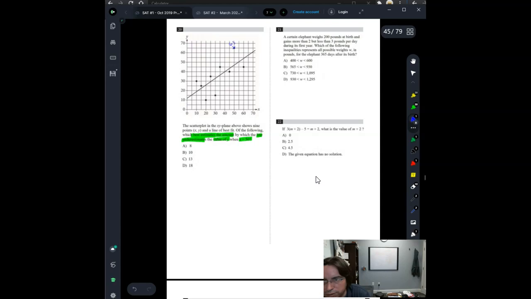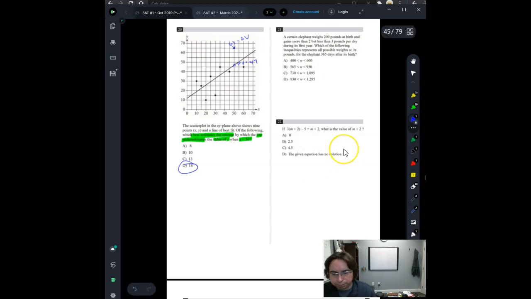So if we go find when x equals 50 here, we see we're right there, right, which is at 65. So that's my actual value. And then we can see the predicted value is roughly, what, about 47? So not quite 20, probably 18. So D, yeah.